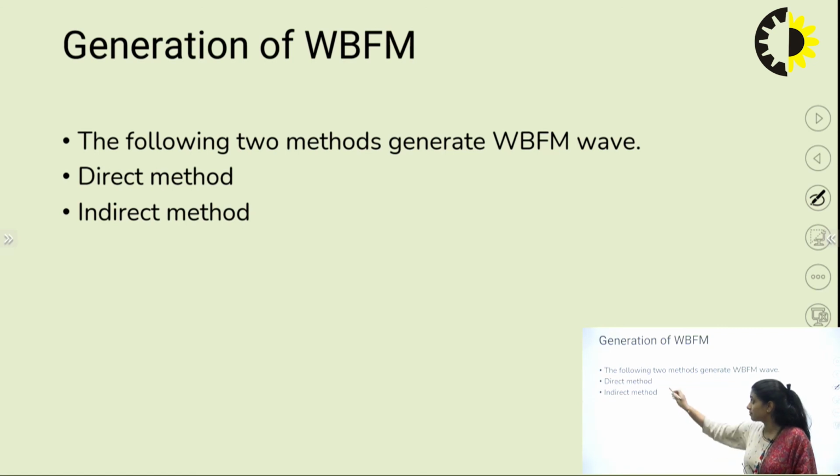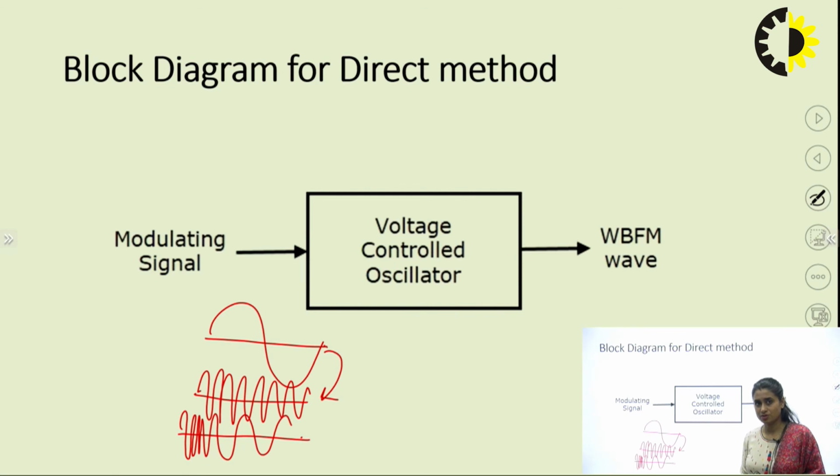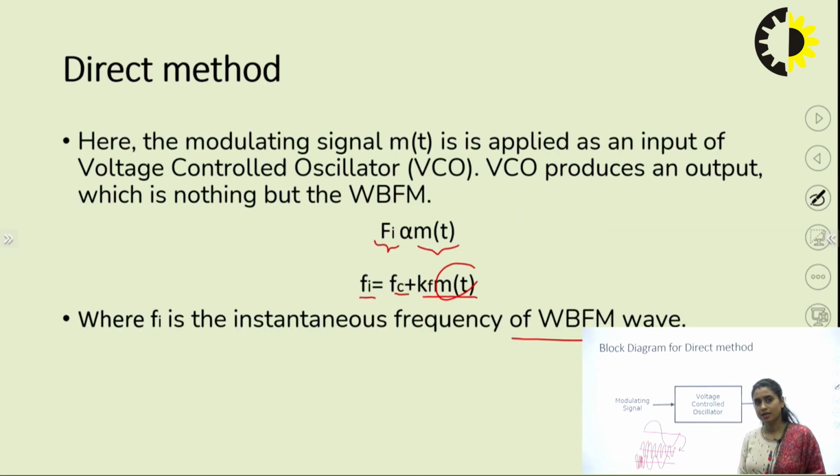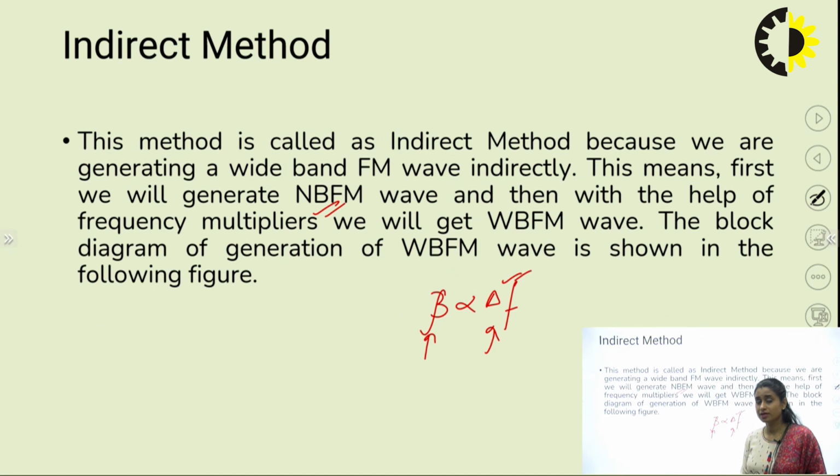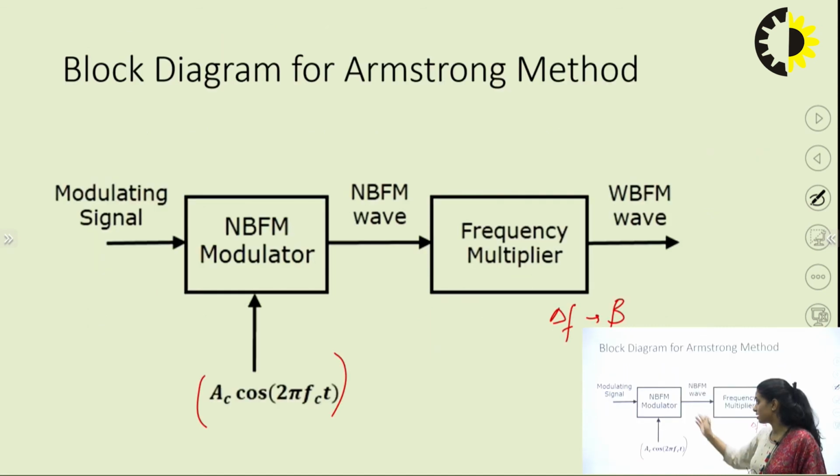And after that, if we talk about wideband FM, the direct method uses a VCO. If this voltage regulates the generation of frequency, I will be able to generate wideband FM. And if I am doing it through the indirect method, that means I am generating a narrowband frequency modulated wave first. Then with the help of frequency multipliers, I am increasing the del f and correspondingly increasing the beta, and I am able to generate wideband FM, right?